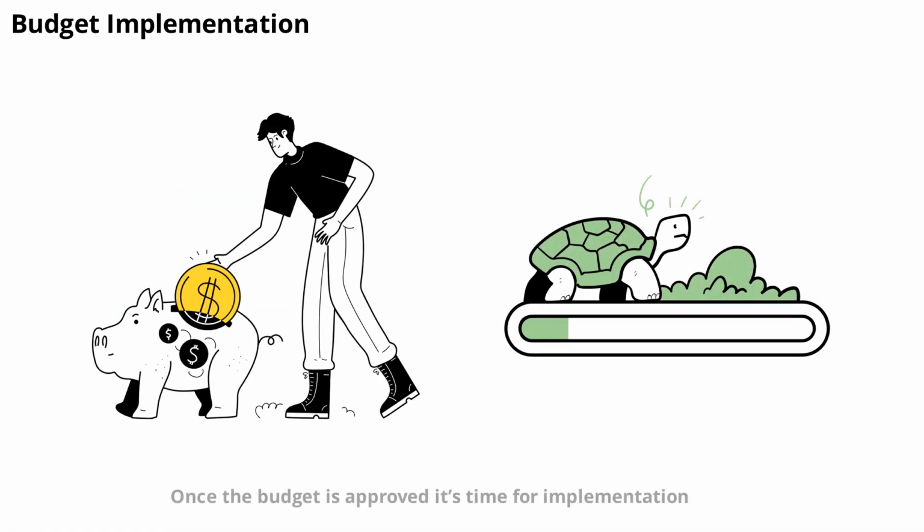Once the budget is approved, it's time for implementation. Government departments receive their allocated funds and begin carrying out programs and services as planned.